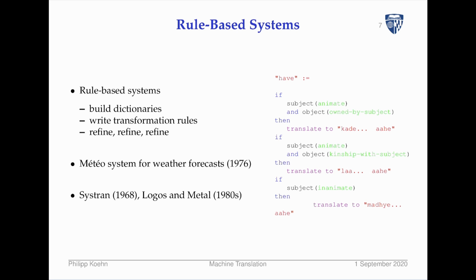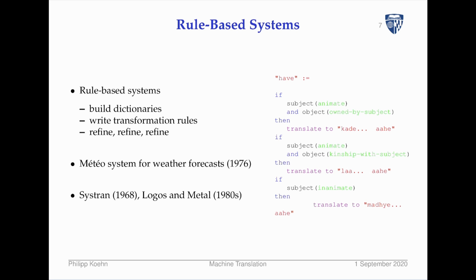So on the right, you see an illustration of maybe the kind of rules you have to deal with. If you have to translate a word like have, which is a very ambiguous word, there might be various different ways how to translate that into a foreign language. And it might depend on properties, like if the subject is animate or inanimate, or what kind of other properties the object might have.